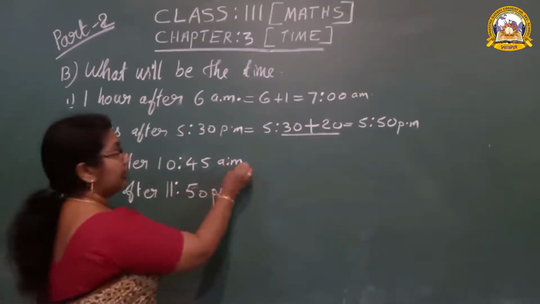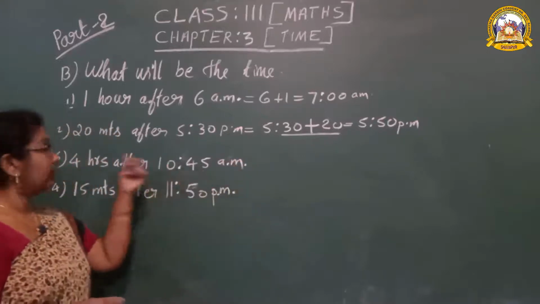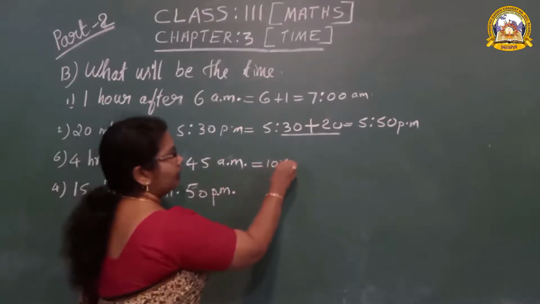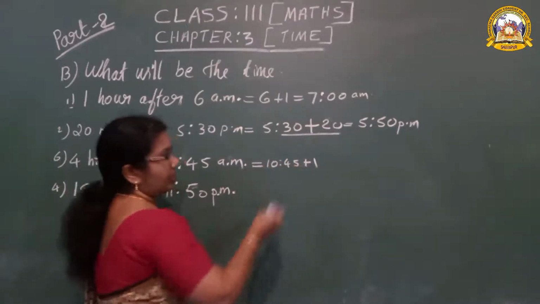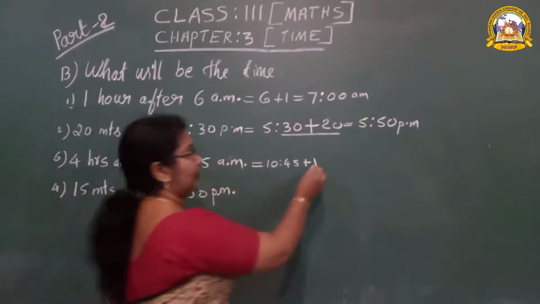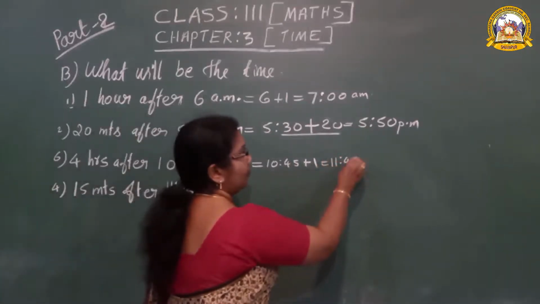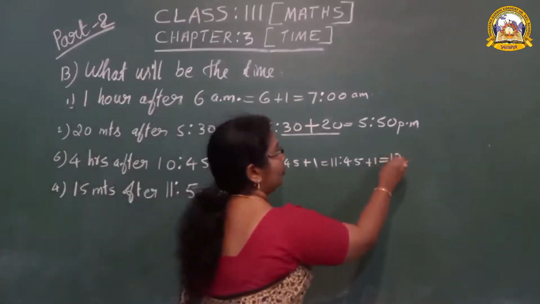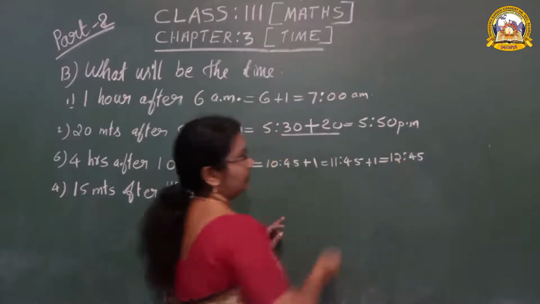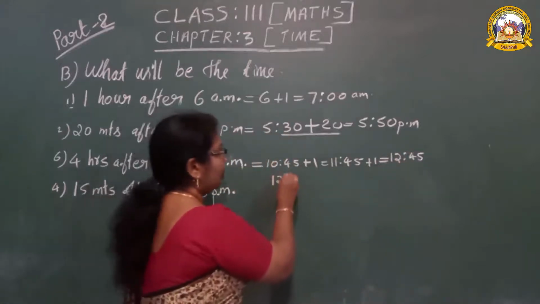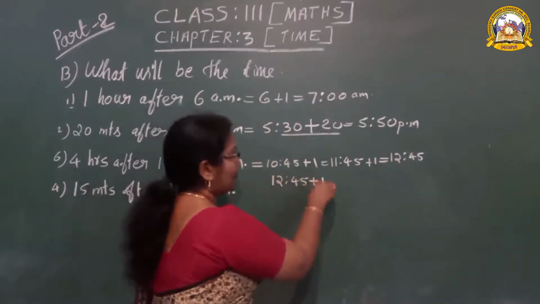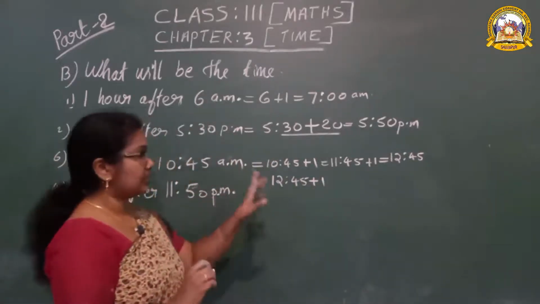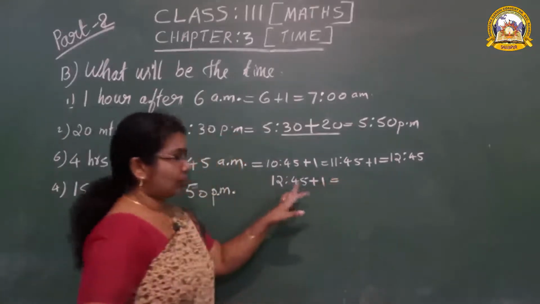Now 4 hours after 10:45 AM. After 10:45 you have to add 4 hours. How to add? 10:45 plus 1, you will get 11:45. 11:45, again you should plus 1. You will get 12:45. Then 12:45 plus 1. How many hours do you have to add? 4 hours you have to add. So it will come after 12:45.